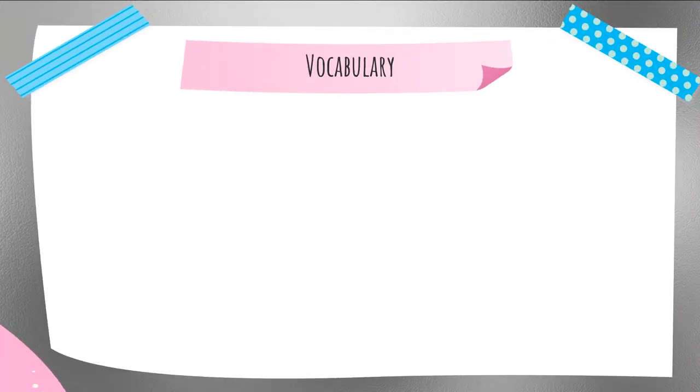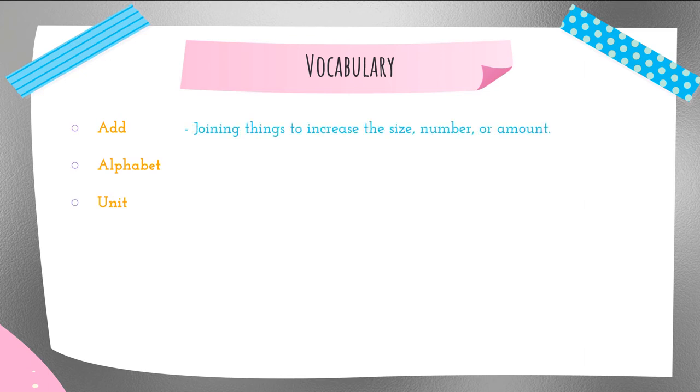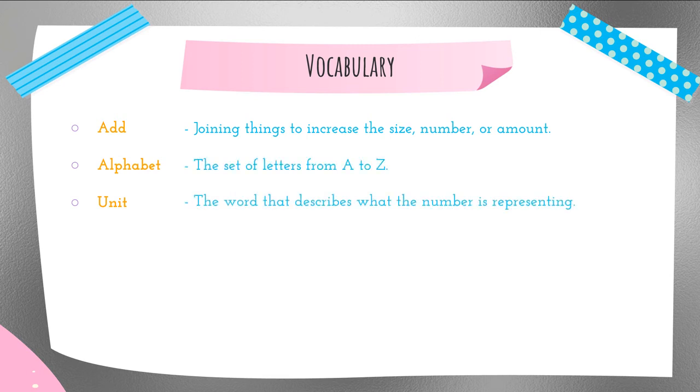Here are our vocabulary words for this lesson. Add, alphabet, and unit. Add means joining things to increase the size, number, or amount. Alphabet means the set of letters from A to Z. Unit means the word that describes what the number is representing.